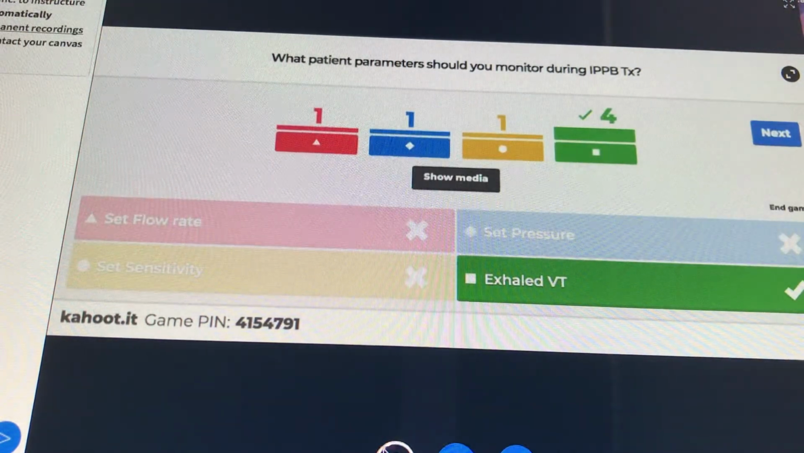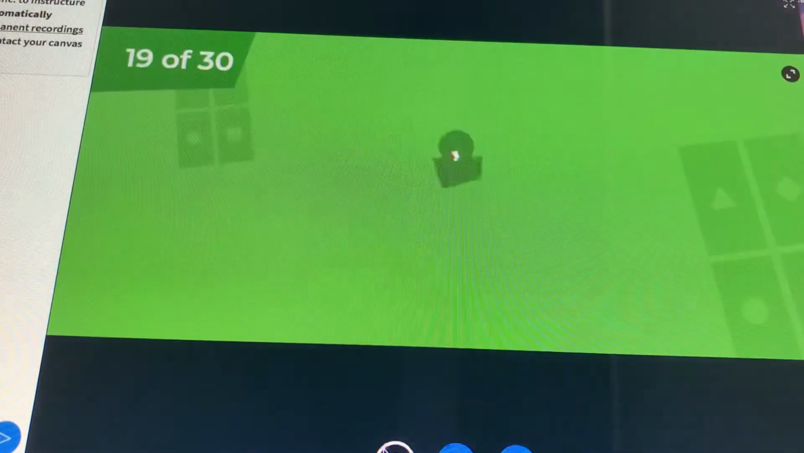And a patient parameter, the only patient parameter here is the patient's exhale tidal volume. The rest of these are machine parameters or your settings, okay? So remember, for your patient, you want to monitor their heart rate, respiratory rate, their exhale volume. You can ask them yes or no questions, breath sounds, things like that.